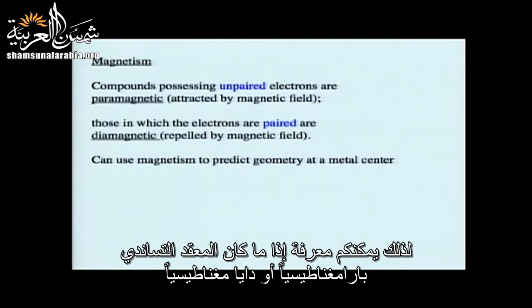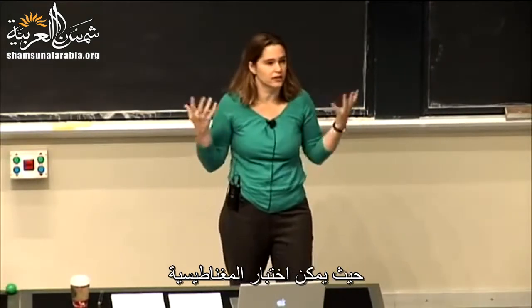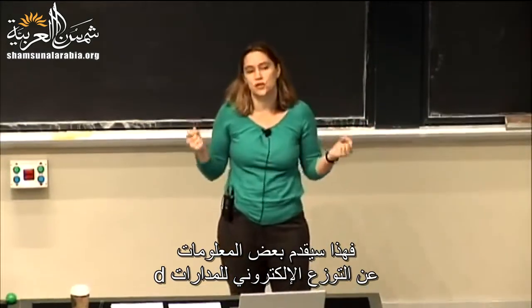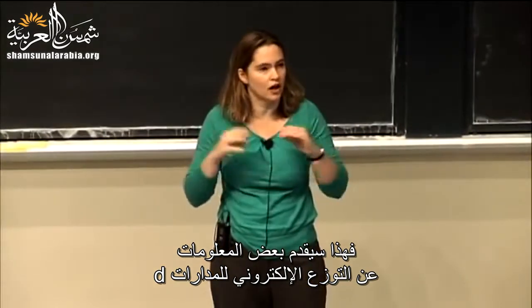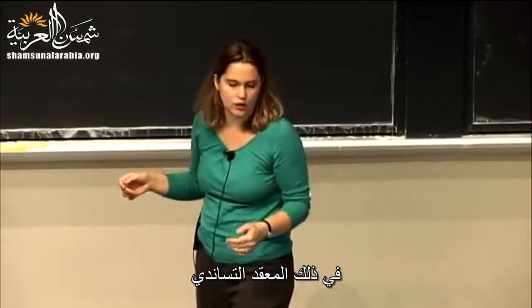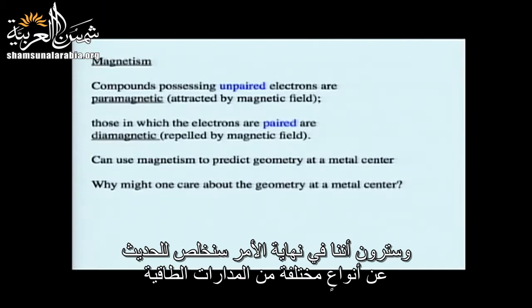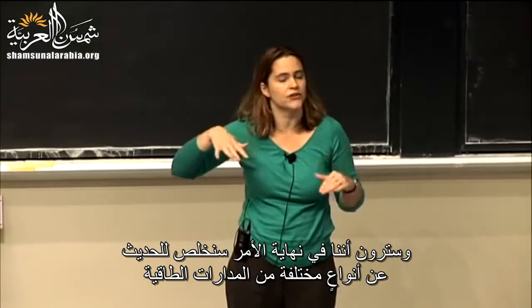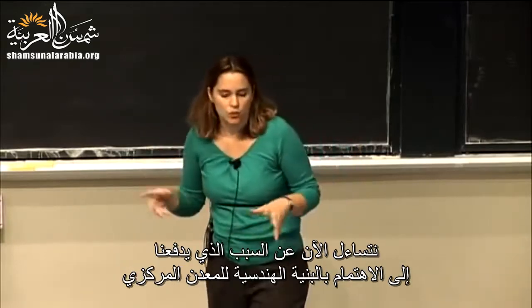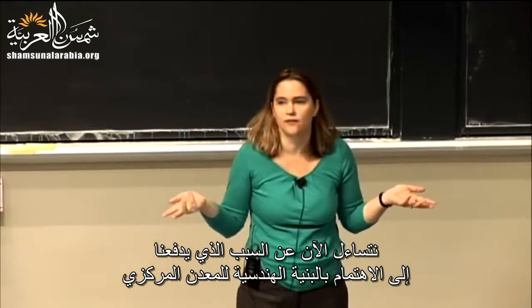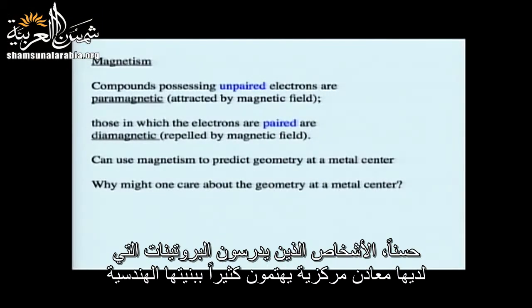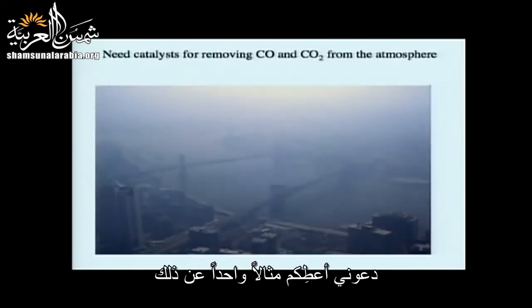So you can tell whether a coordination complex is paramagnetic or diamagnetic. You can test the magnetism, and that'll give you some information about the electron configuration of the d orbitals in that coordination complex. And that can tell you about the geometry. By the end, we're going to talk about different types of energy orbitals when you have different geometries. So why might you care about the geometry of a metal center? Well, people who study proteins that have metal centers care a lot about the geometry of them.